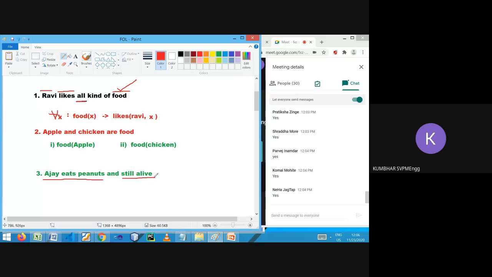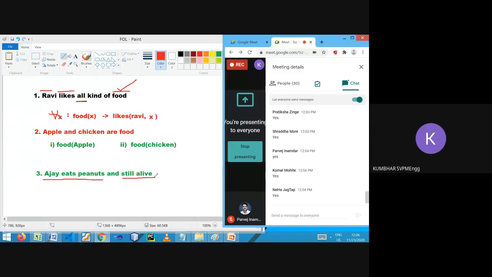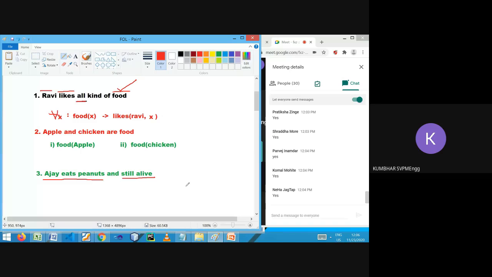Do you agree with this? It is actually a compound statement in English. Similarly, in FOL also we have to write the two statements, and we have to join them with connectives. Okay, so we try to write one by one. Can anyone try now for this statement? Ajay eats peanuts. Can anyone help me write the predicate statement for this in FOL? Please try. Otherwise, I will not understand how much you are getting.